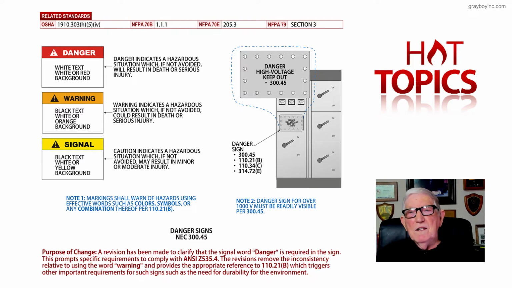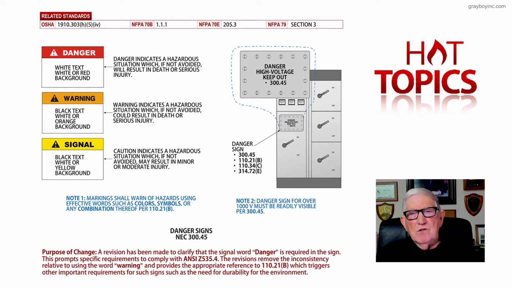Now, 2, danger sign for over 1,000 volts must be readily visible also, as required in 300.45. And you can see in the danger high voltage keep out, or OSHA's always, as long as I've been around them, would say authorized personnel only, high voltage keep out, give a warning. Warn that it's dangerous, and then give a warning, keep out.